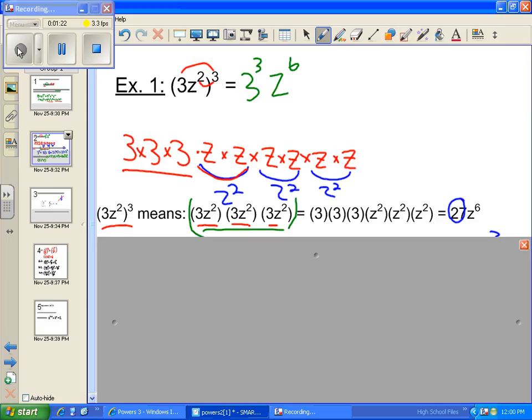Really, over here, 3z squared cubed means 3z squared, 3z squared, 3z squared, multiplied by itself 3 times. In expanded form, again, and then in simplified form. The 27, where does the 27 come from? That's 3 to the power of 3, which is equal to 3 times 3 times 3, which is equal to 3 times 9, which is the same thing as 27.